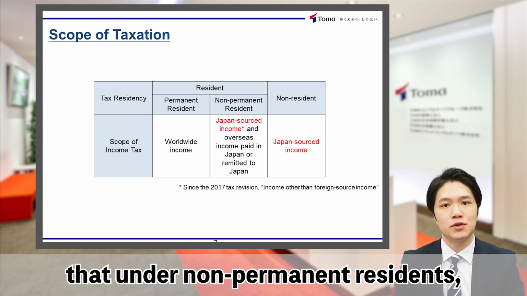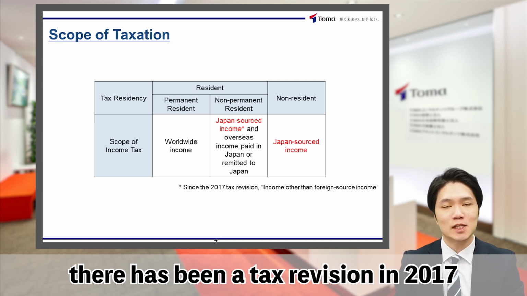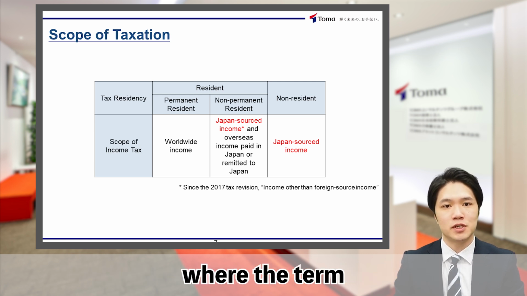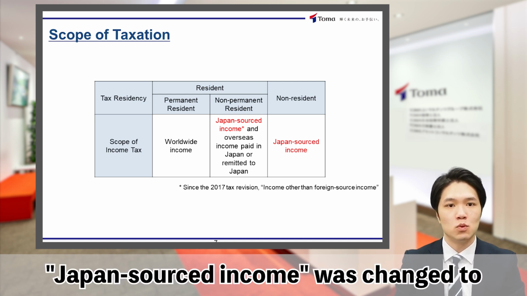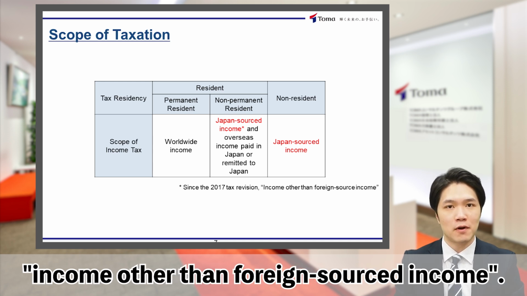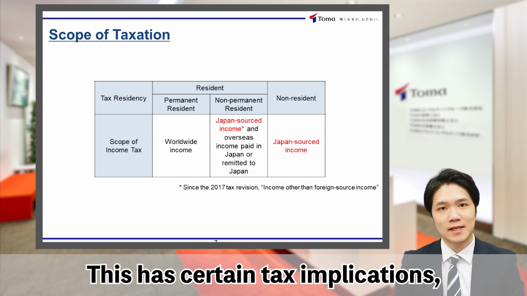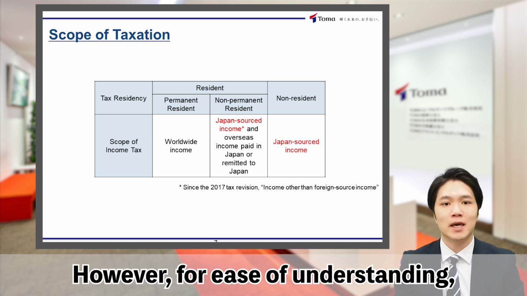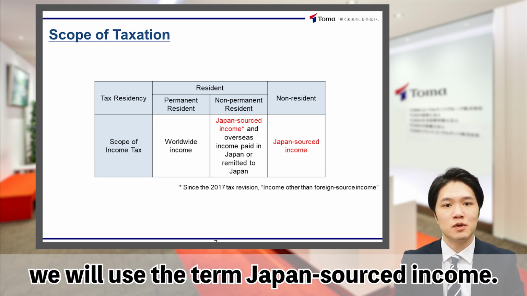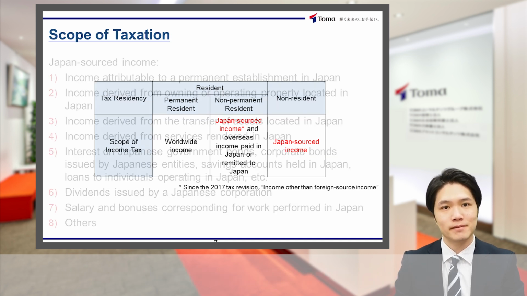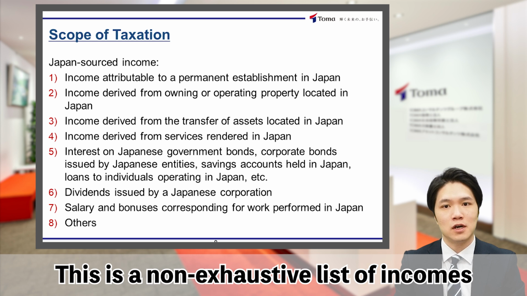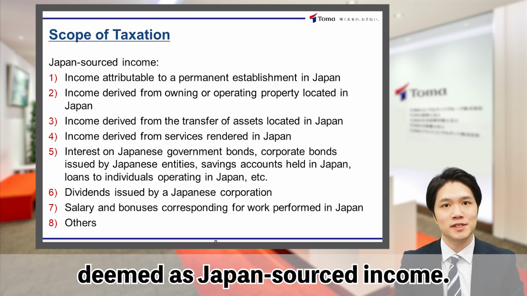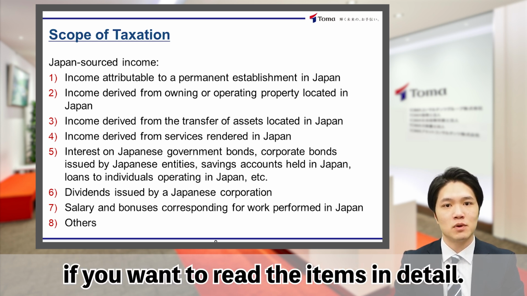Please note that under non-permanent residents, there has been a tax revision in 2017 where the term Japan-sourced income was changed to income other than foreign-sourced income. This has certain tax implications, which we will see later. However, for ease of understanding, we will use the term Japan-sourced income. This is a non-exhaustive list of incomes deemed as Japan-sourced income. Please pause the video if you want to read the items in detail.